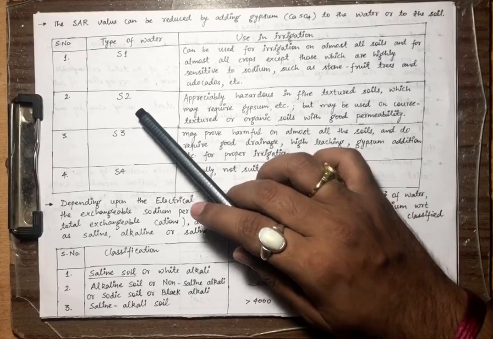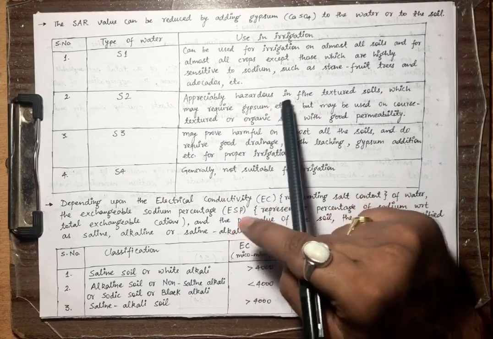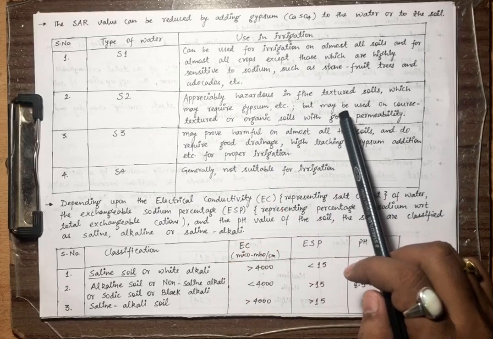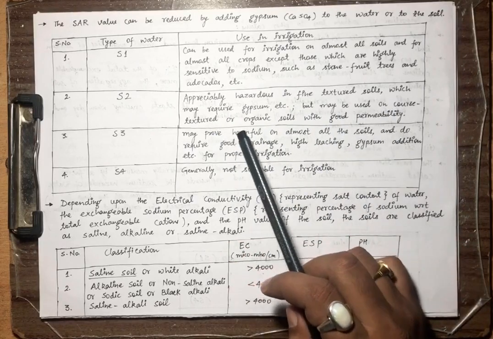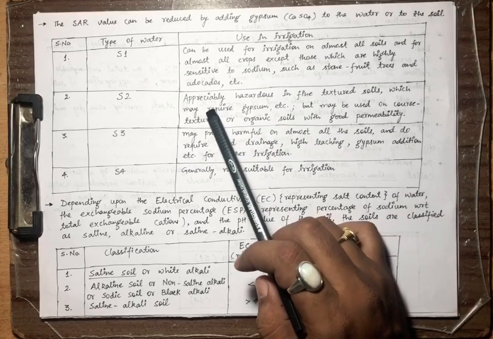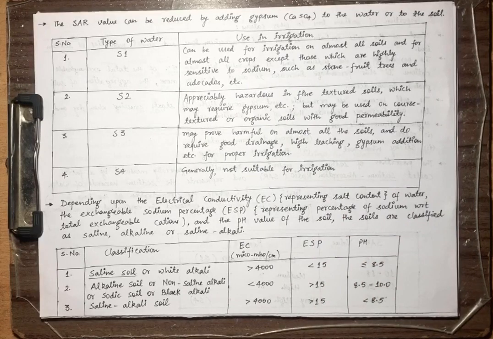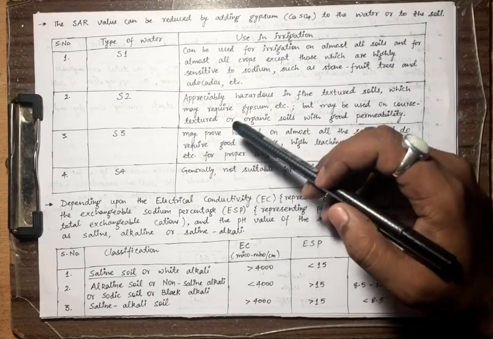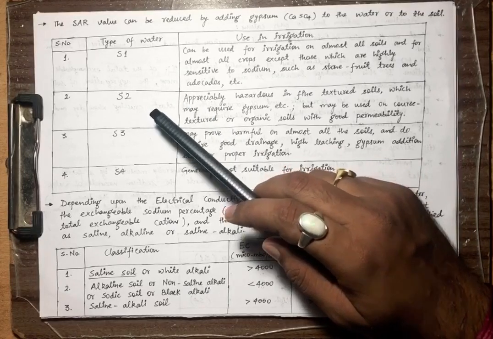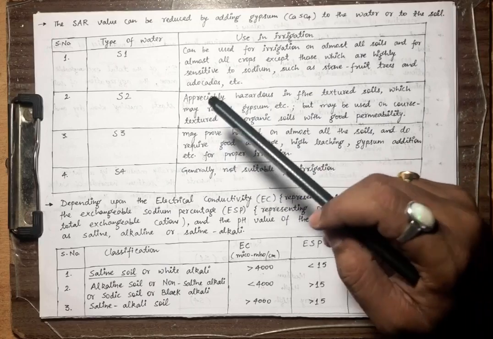S2 was 10 to 18. It is appreciably hazardous in fine textured soil, which may require gypsum, but may be used on coarse textured or organic soil with good permeability. If the soil is fine textured, its permeability is very low, so we will not be able to use S2 type of water if the soil texture is very fine.